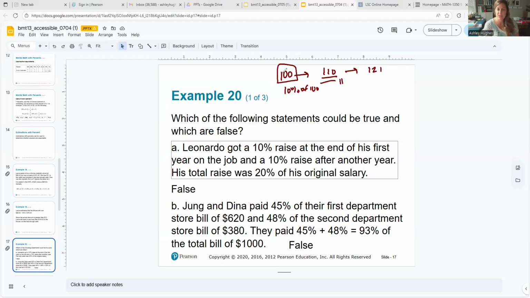Johnny and Dina paid 45% of the first department store bill, $620, and 48% of the second department store bill, $380. Oh, this is not right at all. They're adding the percentages and then taking it off the total. That's not true. You have to find the individual amounts. So this would be 0.45 of 620 plus 0.48 of 380. You cannot add the percents together and do it off the total cost, because they're individually calculated differently in that problem.